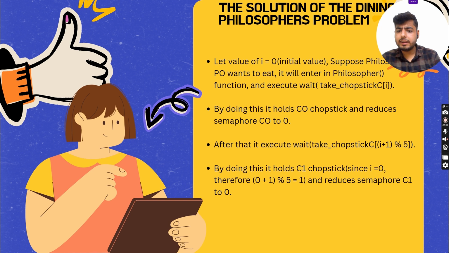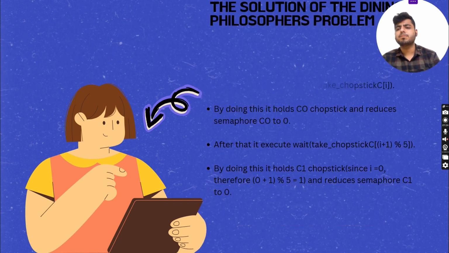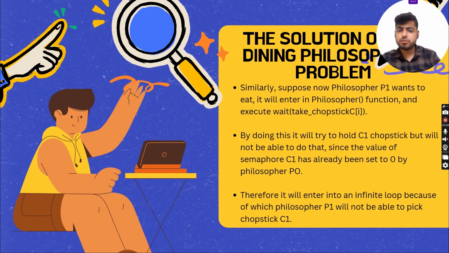Now, after that, it executes wait, take up chopstick C of i plus 1 modulo 5. By doing this, it holds C1 chopstick, since i is 0, therefore 0 plus 1 modulo 5 will become 1, and reduces semaphore C1 value to 0. Similarly, suppose now philosopher P1 wants to eat, it will enter into the philosopher function and execute wait, take up chopstick C of i.